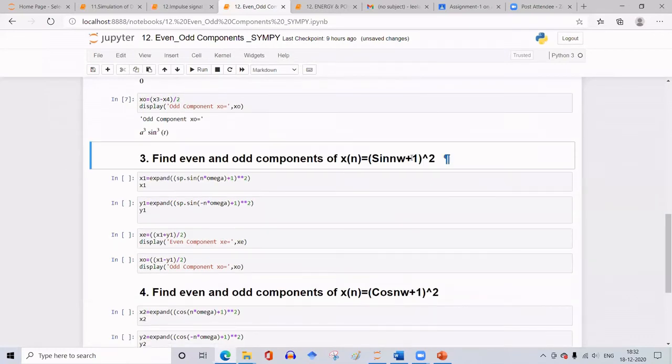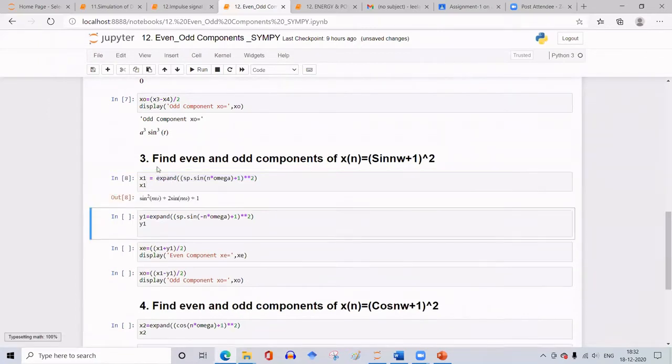Coming to discrete time signals, this is x of n is equal to sine of n omega plus 1 whole square. Okay. So let us first expand this and then designate it as x1. So x1 is expand sp dot sine of n into omega plus 1, that whole thing raised to the power of 2. So this is the expression that is given in the problem, that I am expanding in SymPy and then typing that x1, taking the output of that x1.